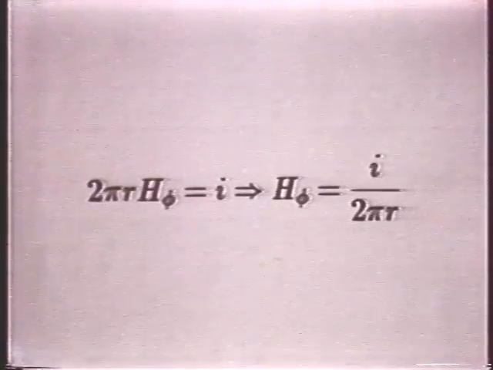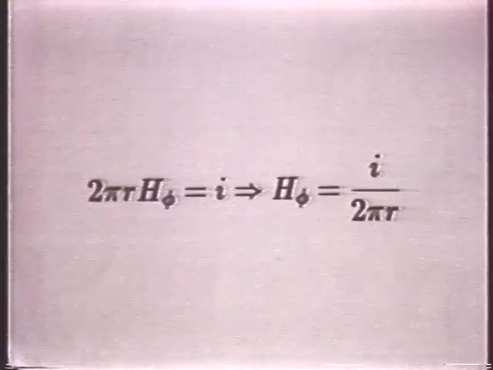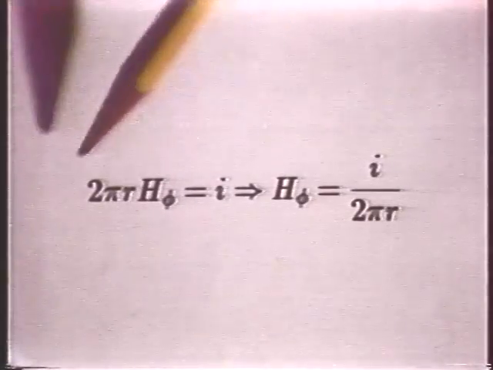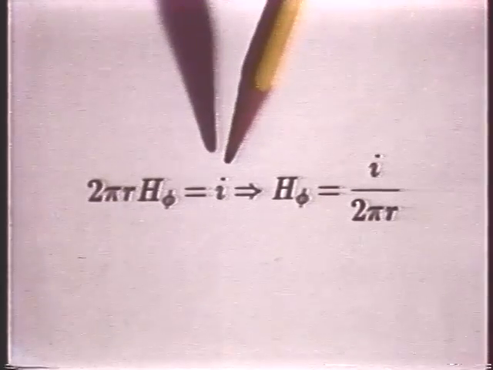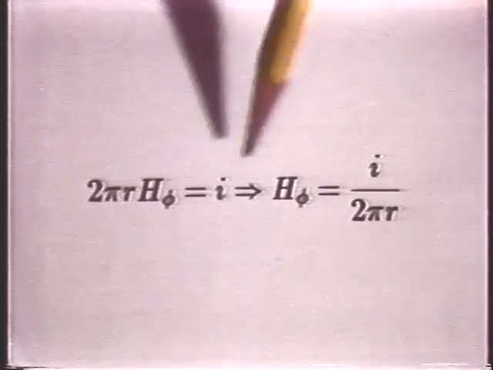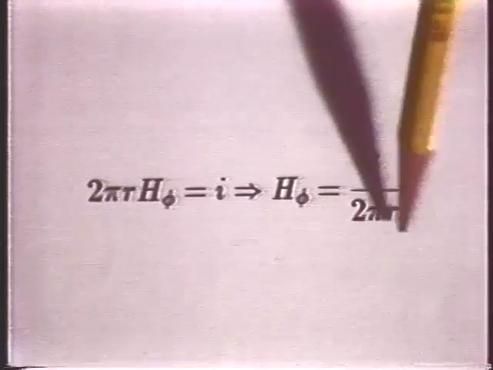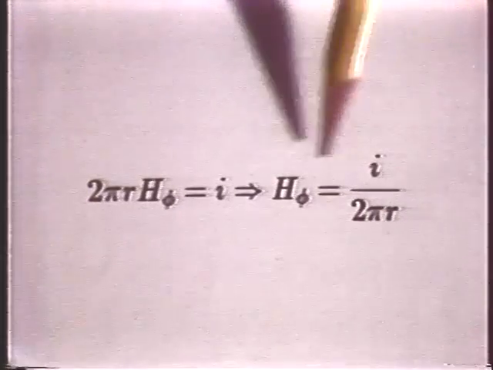The line integral is simply the product of H phi and the circumference 2 pi r. The surface integral is the total current I. H phi is inversely proportional to r. H phi is proportional to I.